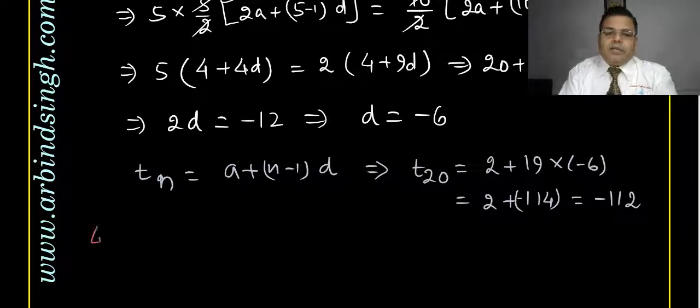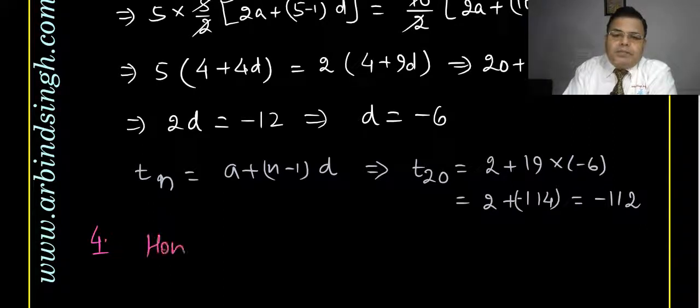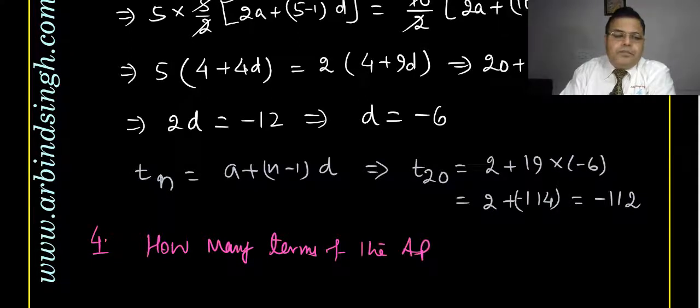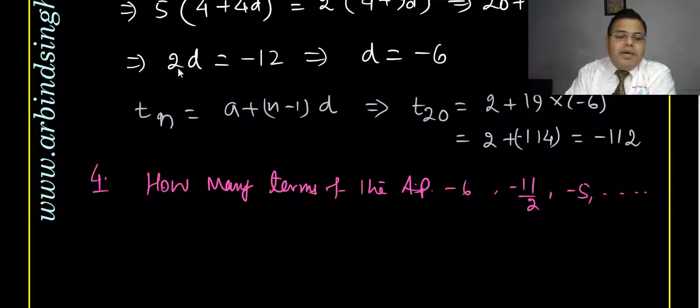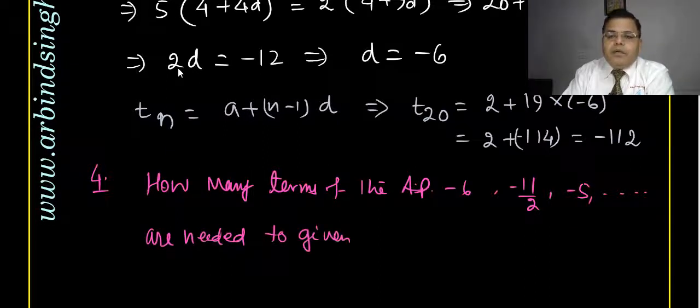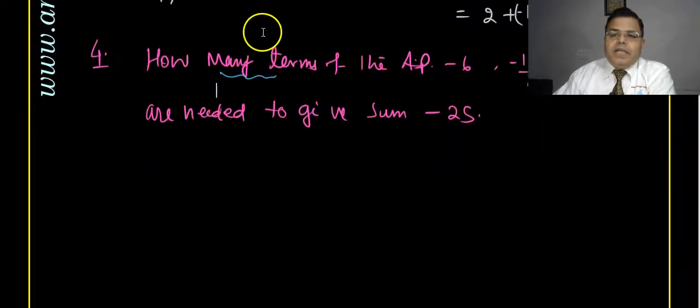Now the next question, question number 4: how many terms of the AP minus 6, minus 11 by 2, minus 5, and so on, are needed to give the sum minus 25? How many terms? It means I have to calculate the number of terms. So the number of terms n is to be calculated.